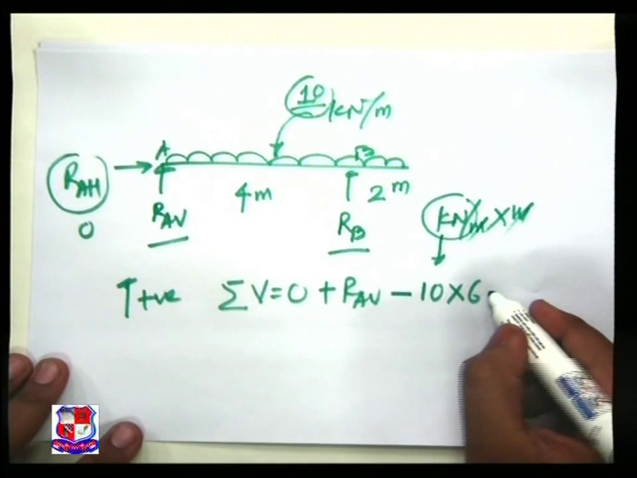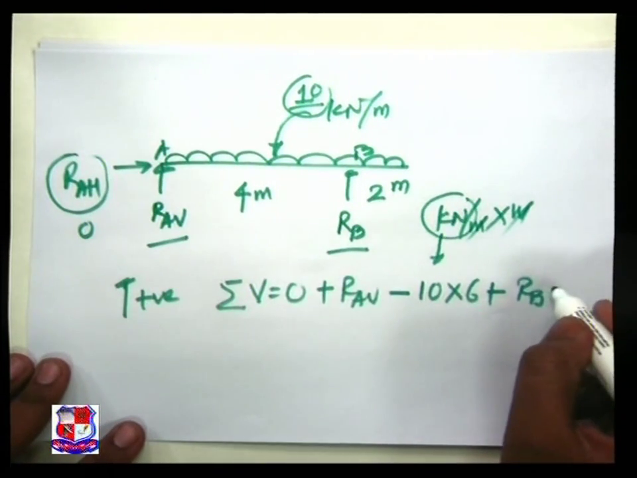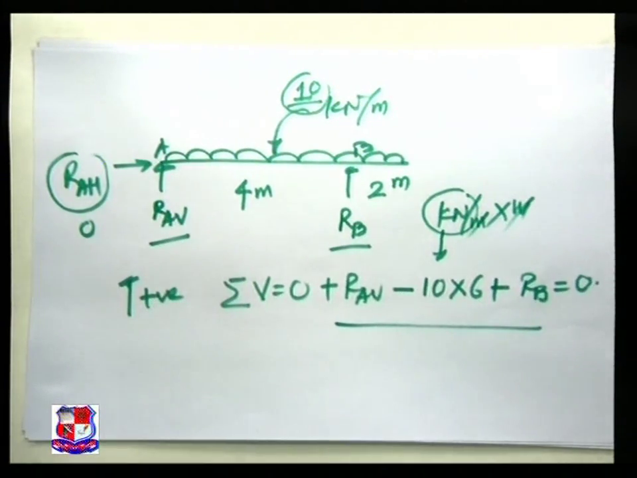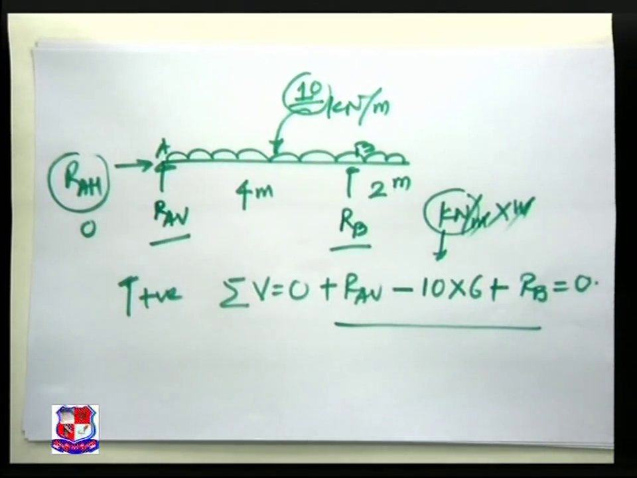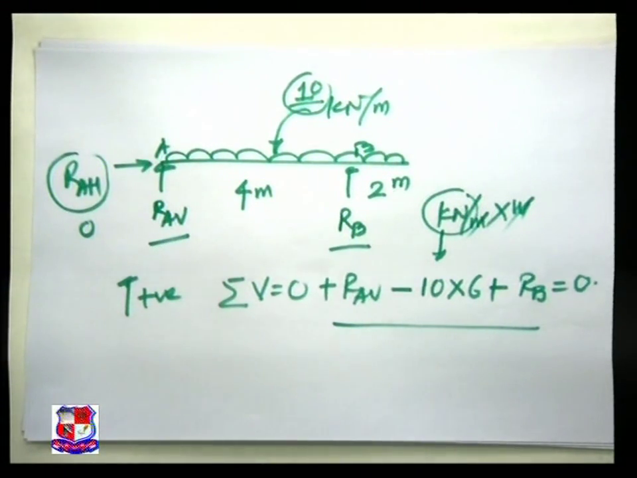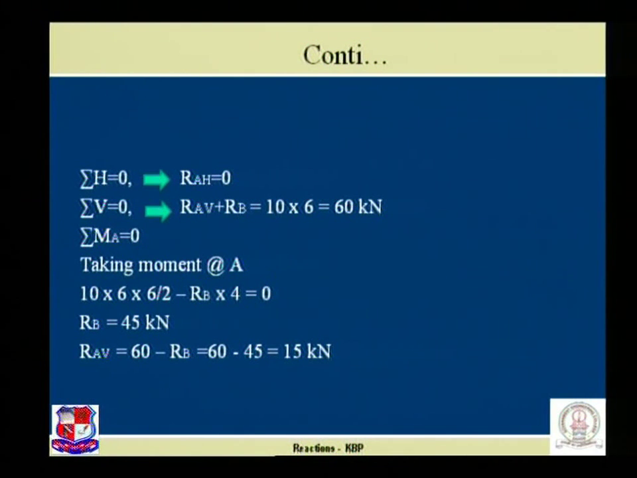Upward RB is acting, plus RB is equal to 0, and we will achieve one single equation, RAV plus RB is equal to 60. Please see this over here. That is, to obtain an equation, RAV plus RB comes to be 60 kilonewton.